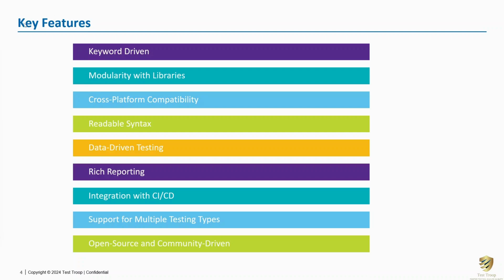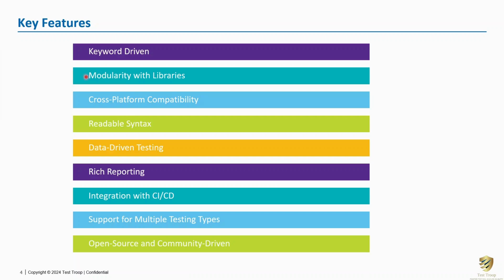Key features of Robot Framework. The first one is keyword driven. Everything in Robot Framework is keyword based. It can be the built-in functions, it can be the external libraries, it can be the libraries or the functionalities or the modules that are written by you, even the test cases. Robot Framework is keyword driven because it uses keywords to define the actions in the test cases, allowing the users to write the test case in a more readable, reusable, and modular way.